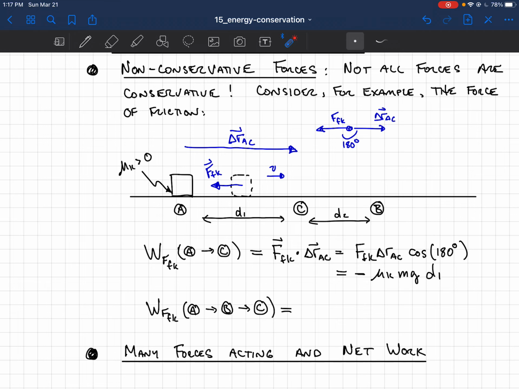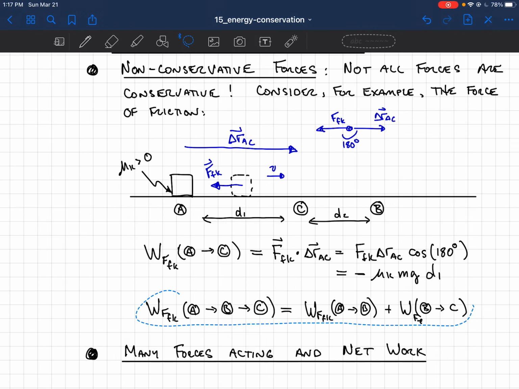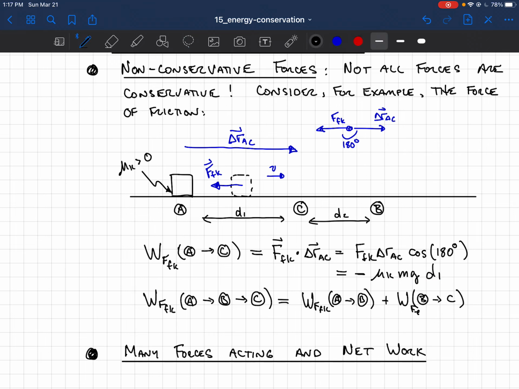Well, that's definitely not the case, because if I go from A to B, what I get is minus mu k mg. Let's write it out a little more carefully. It's going to be equal to the work done by the force of friction from A to B, all the way out to B, plus the work done by friction from B to C. I don't really need to calculate it because it's basically the same thing we just saw. As we go from A to B, it's going to be minus mu k mg times d, I guess d1 plus d2.